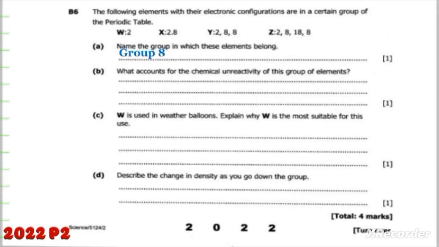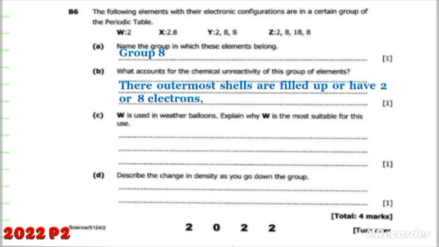The next question, which is question B. What accounts for the chemical reactivity of this group of elements? So their outermost shells are filled up, with 2 or 8 electrons. They have the maximum number of electrons in the outermost shells. So therefore, these elements are non-reactive. Okay, non-reactive.